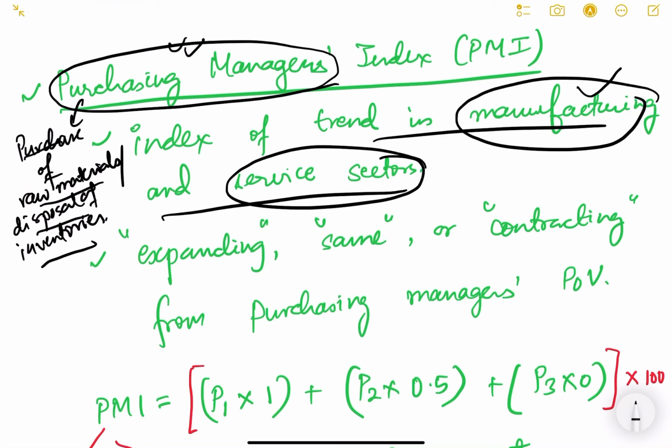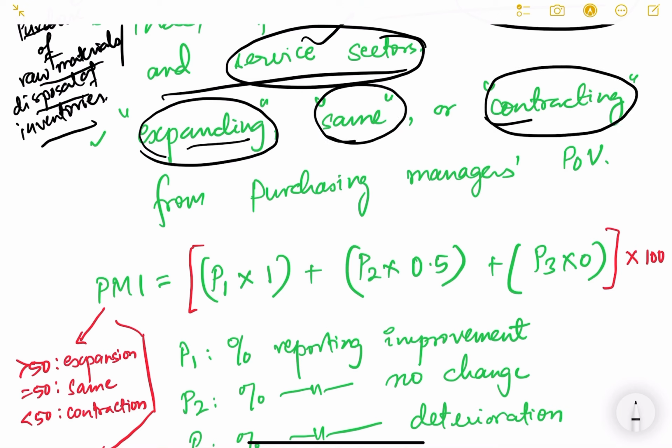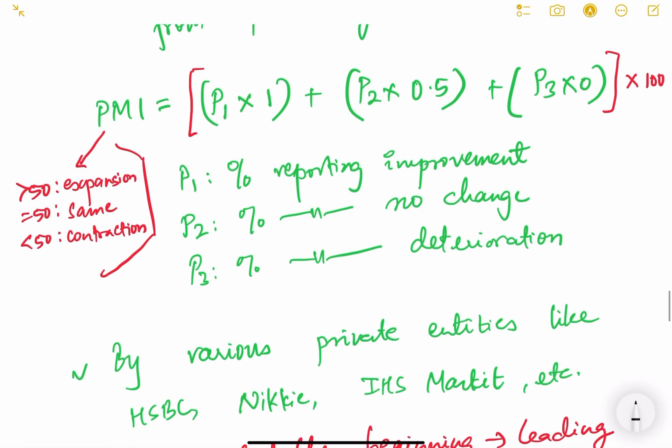Now purchasing managers will be surveyed and asked whether they expect the economy to be expanding. Basically they ask whether your orders or your inventory is expanding, remaining the same, or contracting. So these three questions are asked: whether it is increasing, remaining the same, or contracting, that is going down. Now PMI is calculated by using this simple formula: P1 multiplied by 1 plus P2 multiplied by 0.5 plus P3 multiplied by 0, and this entire thing multiplied by 100 in order to obtain an index.